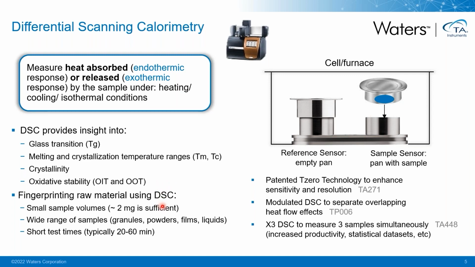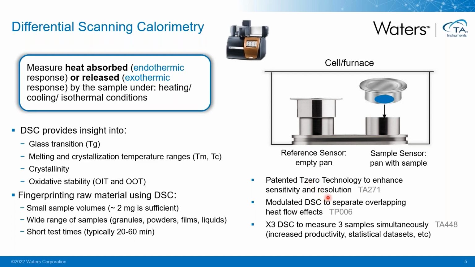Fingerprinting the raw material using the DSC has quite some advantages. Small sample volumes are sufficient. A couple of milligrams, not more, is what you need. A wide range of samples can be tested, going from granules to powders or films, or even liquids can be tested. And the testing time is very short, typically 20 minutes up to 1 hour.